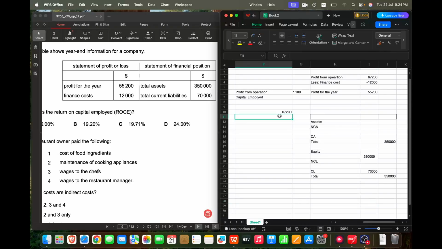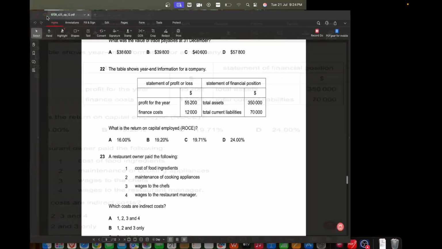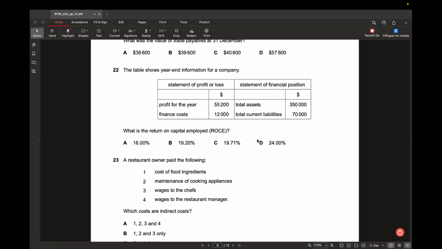So divided by 280,000, and this amount should be multiplied by 100. Let's calculate that. 67,200 divided by 280,000 into 100, and this will give you 24%. So return on capital employed is 24%. So question number 22 is D.